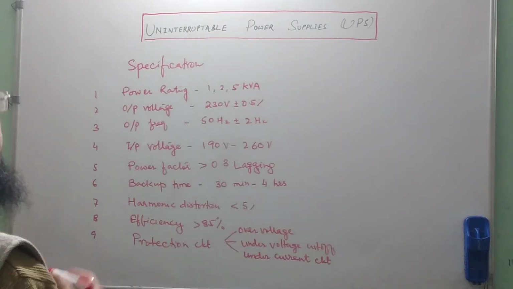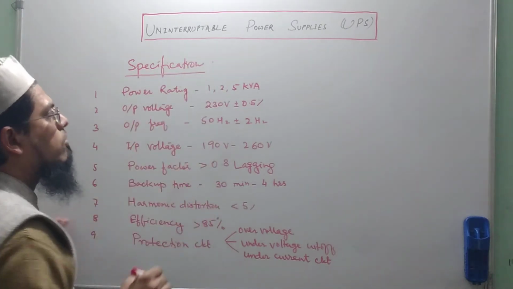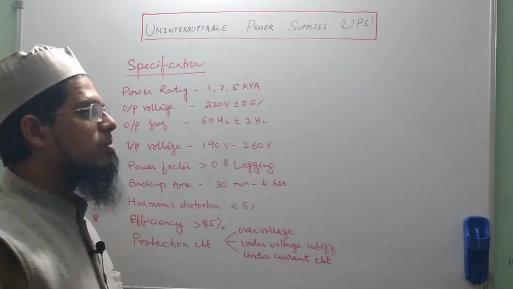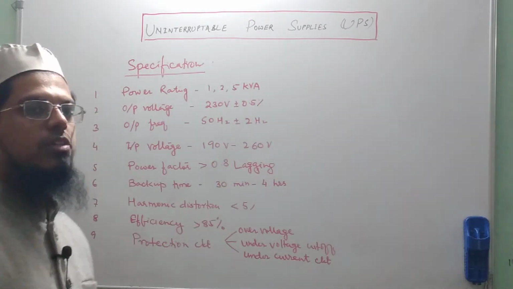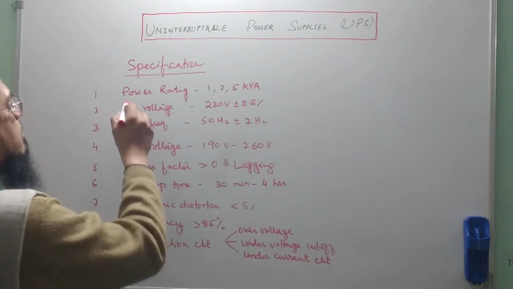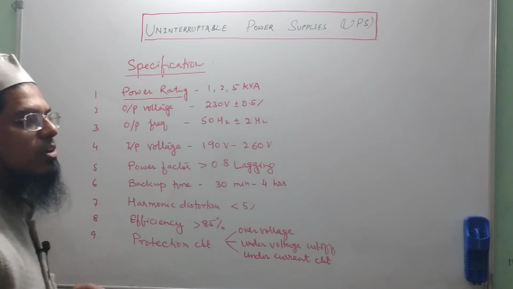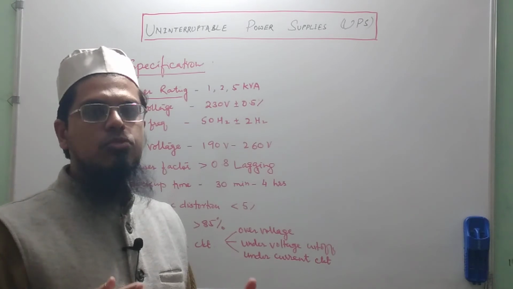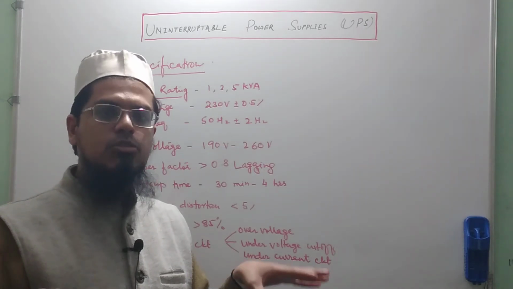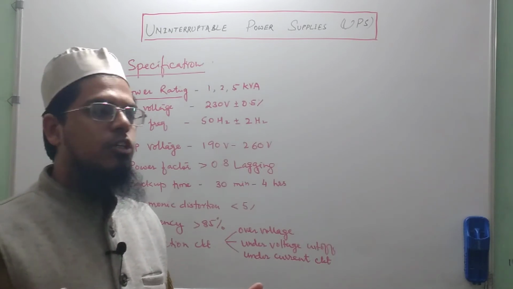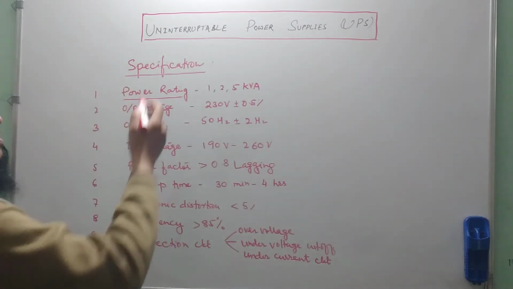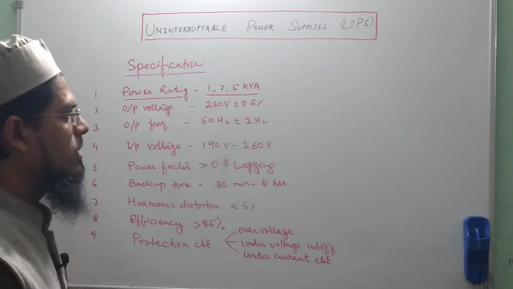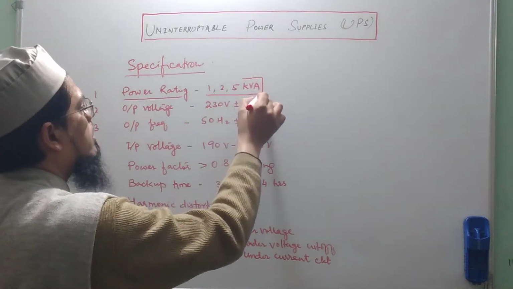Let me now quickly talk about the specification of UPS. Whenever you are buying a UPS, there are a few things you need to look into, and those specifications are mentioned on the UPS itself. The most important thing is the power rating, and it depends on the size of the load. Whether you will be using the UPS for a domestic load, the house, or for some commercial purpose, the power rating of the UPS will vary accordingly. It is normally 1 to 5 kVA and even larger. Power rating is normally in kVA.